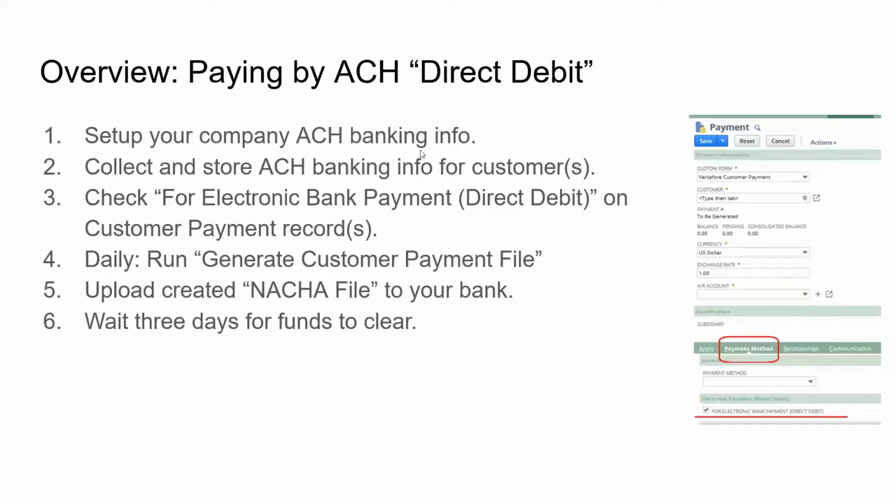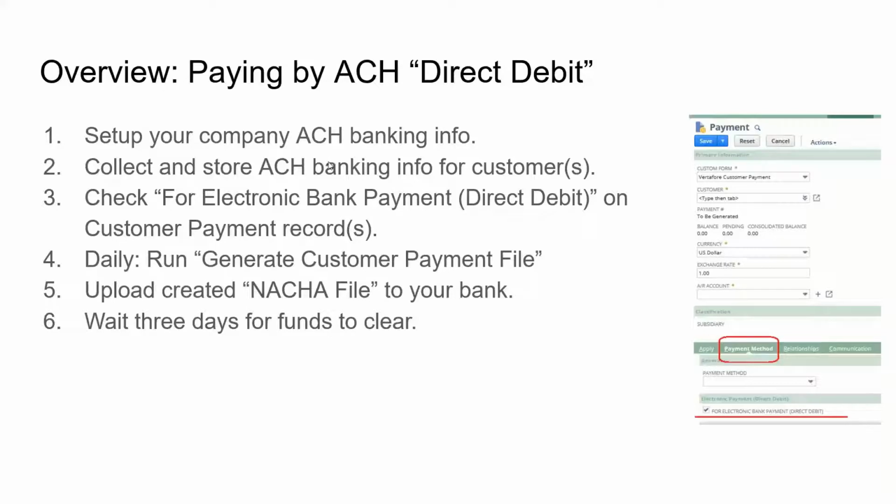Okay, so from a super high level, paying by ACH direct debit, this is kind of the process that you'd have to do. So you would have to work with your bank and get ACH banking info. That's basically, I think it's called a company ID, is one of the things you wind up getting there.